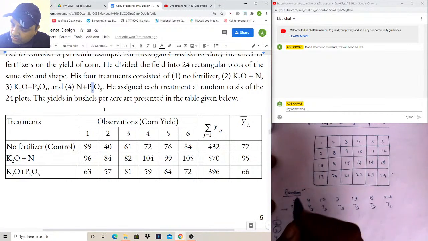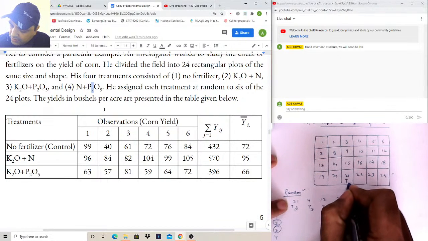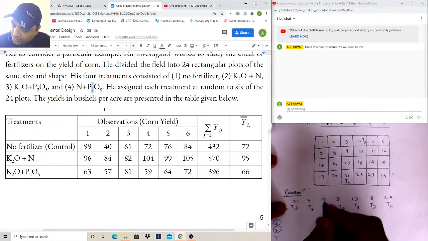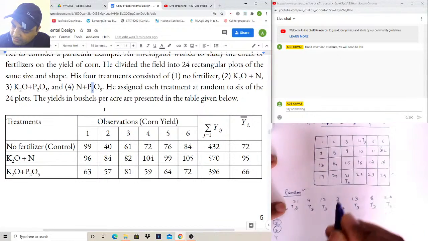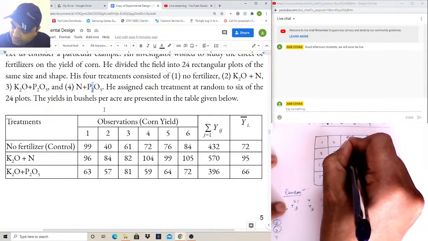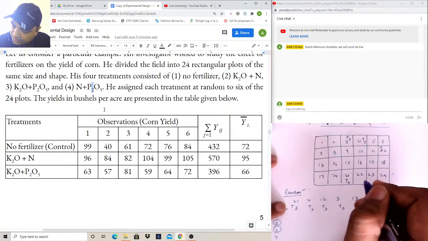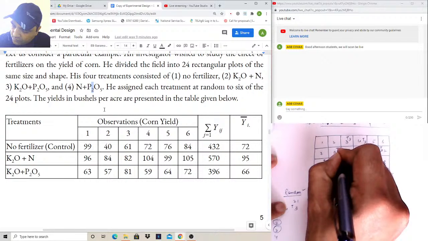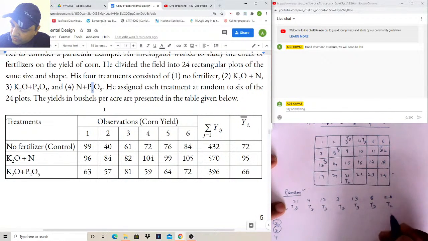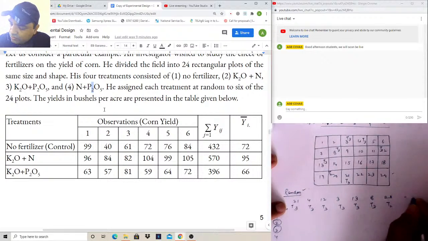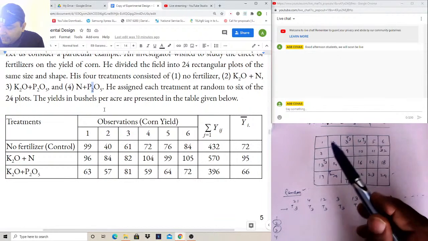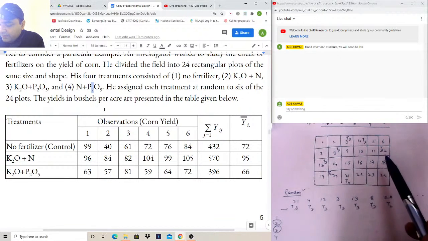So in plot 21, treatment 3 will be given. In 4, treatment 3 will be given. In 12, treatment 3 will be given. Then in 3, treatment 3 will be given. Then 13 also treatment 3 will be given. And in the 8th plot, treatment 3 will be given. And then in the 20th, T2 will be given, and so on. So basically he has applied the treatments randomly to the different plots.